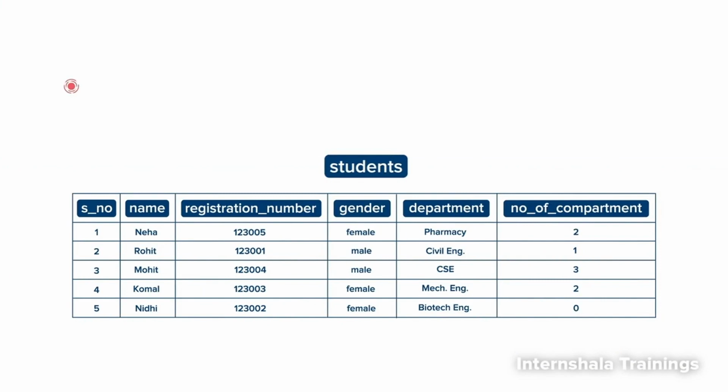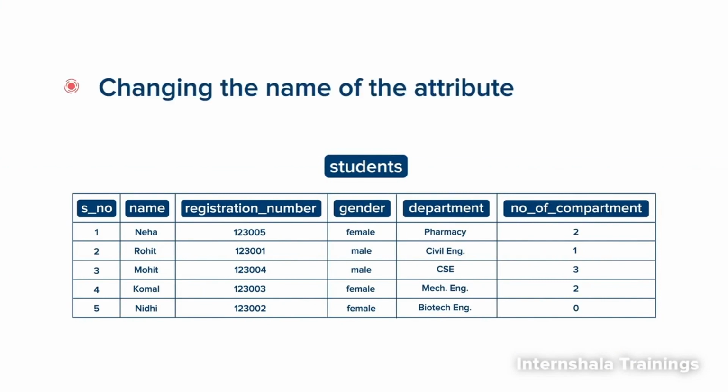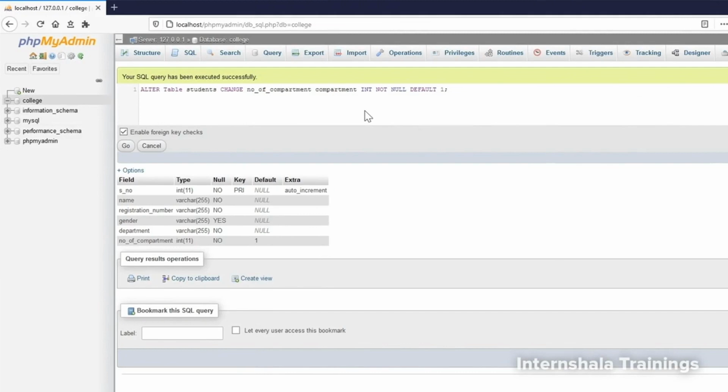Next, we will see how we can change the attribute name. Say, for example, we want to change the attribute name number of compartment to compartment. To do this, this will be our SQL query. Just pause the video and try to understand this SQL query on your own. Again, we started with the alter table command followed by the name of the table. Then we have change as we are changing the name of the attribute, followed immediately with the old name of the attribute and then the new name of the attribute, which is then followed by the data type, constraint, and default value.